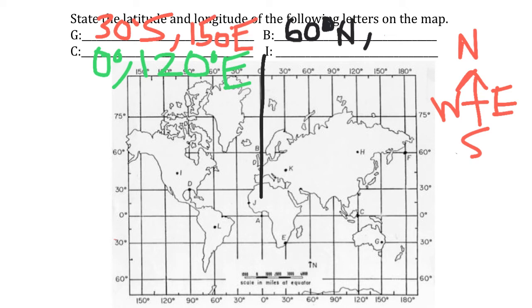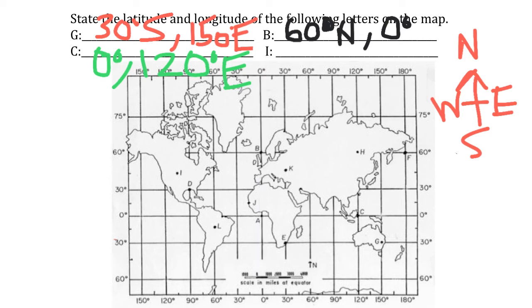Point B is on this longitude line, and if you look at the numbers at the top of that line, on either end of that line, it is 0 degrees. So I'm going to say 0 degrees. And since it's right on a reference line, the 0 degree line, which is the prime meridian, I do not have to put a direction after that.